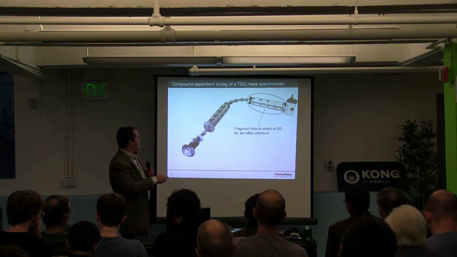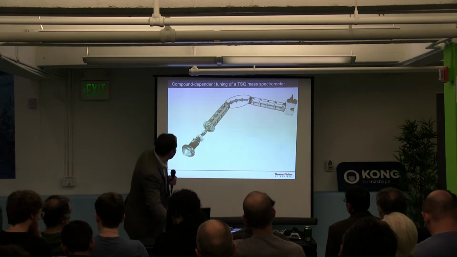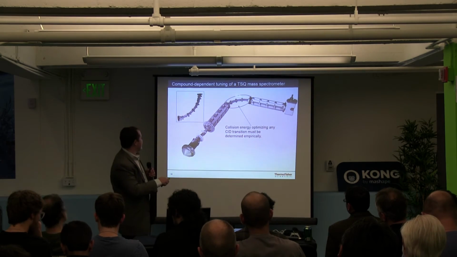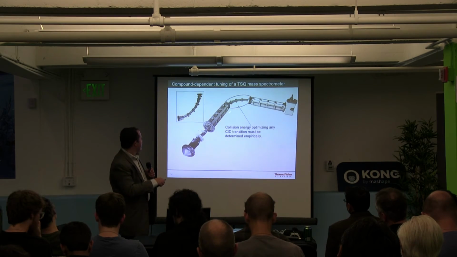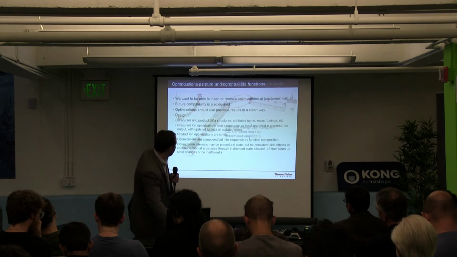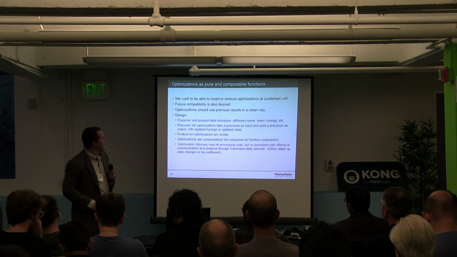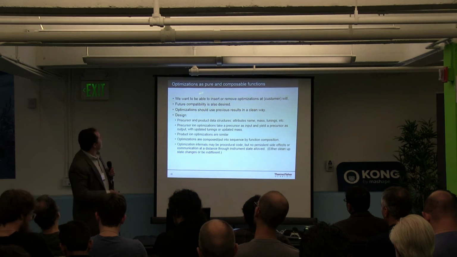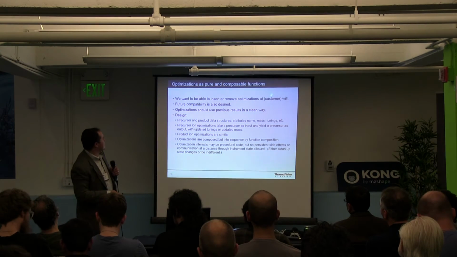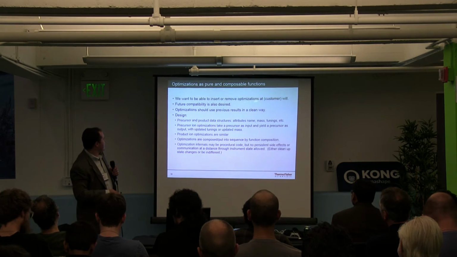The fragment pattern you generate is unknown, so we need to go through that. And finally, the collision energies also must be determined empirically. It's a very hard computational problem, especially if you don't necessarily know the full structure of your molecule. So what we want to be able to do is insert and remove optimizations of these things at will.